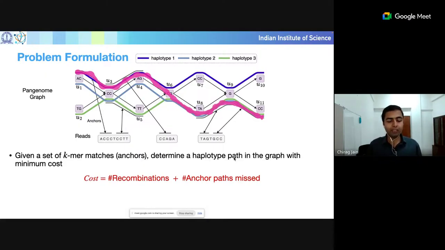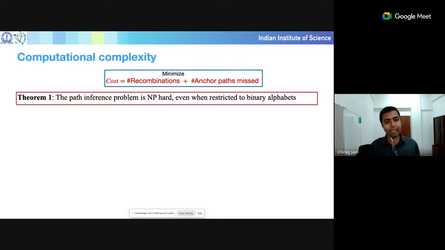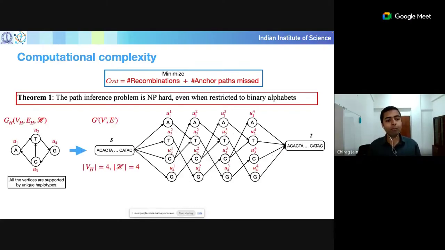So let us start with solving this problem and analyzing its computational complexity as well. When we look at its computational complexity, we want to see whether we have a polynomial solution to this problem, or whether this problem is NP hard. It turns out that this problem is NP hard, even if we restrict to binary alphabets. We show this proof by drawing a reduction from the Hamiltonian path problem.